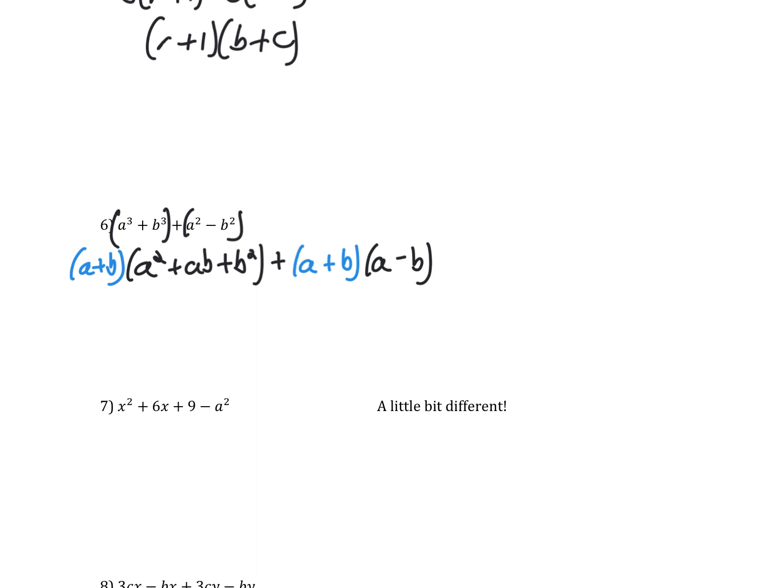Okay. Is there anything common to both the two sets of terms that I have? Well, yes, there is. I have an a plus b here, and I have an a plus b here. That means I can factor an a plus b out of both of them. So that's going to give me a plus b. And then what do I have left? Well, I have the a squared plus ab plus b squared, plus the a minus b. So all of that together is going to get me what I originally started with.